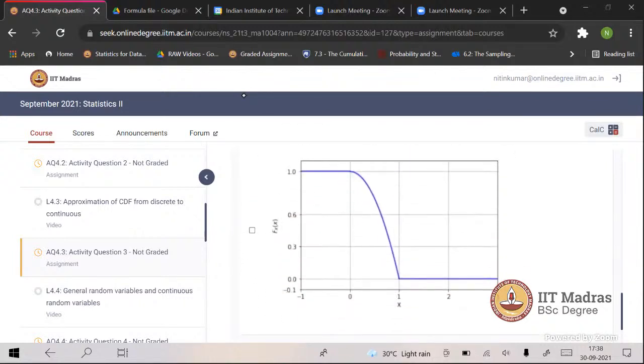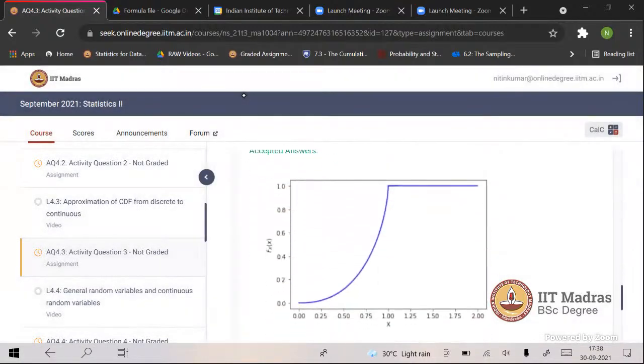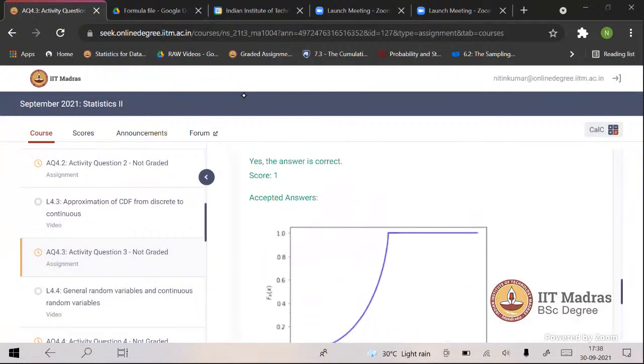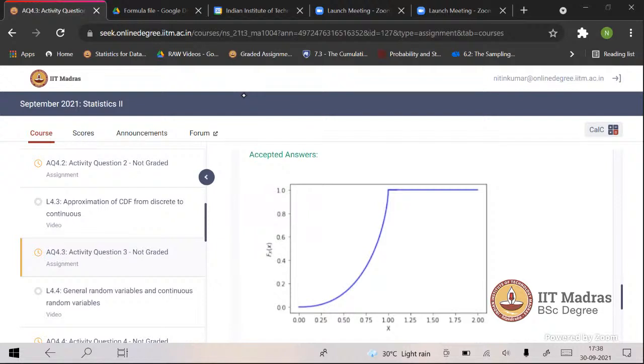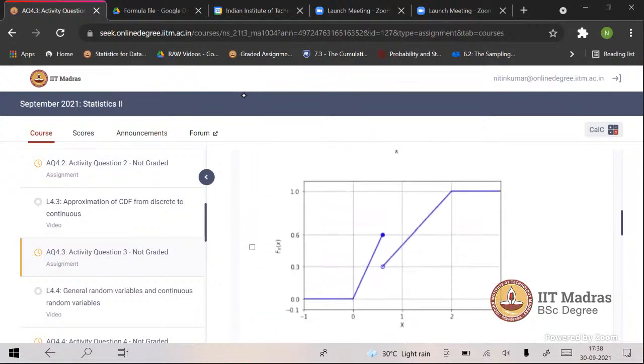Now look at this function. Is it a valid CDF or not? No, sir. Why not? It's decreasing. Yeah, it is a decreasing function, right? So it is not valid. So the answer should be: only these two are the valid CDFs, and the remaining are not.